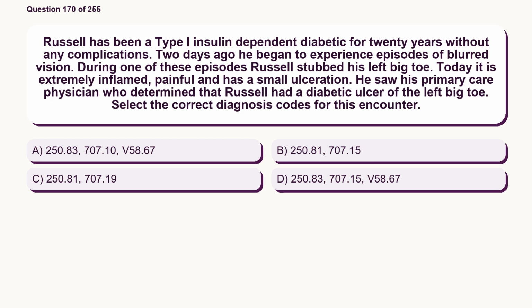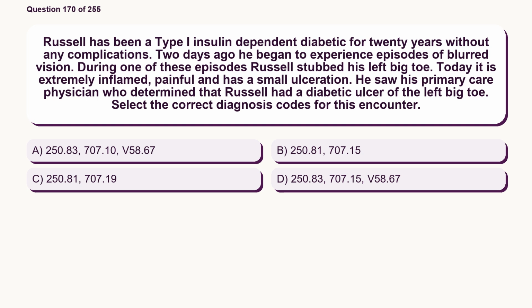Question 170. Russell has been a type I insulin-dependent diabetic for 20 years without any complications. 2 days ago he began to experience episodes of blurred vision. During one of these episodes, Russell stubbed his left big toe. Today it is extremely inflamed, painful, and has a small ulceration. He saw his primary care physician, who determined that Russell had a diabetic ulcer of the left big toe. Select the correct diagnosis codes for this encounter.